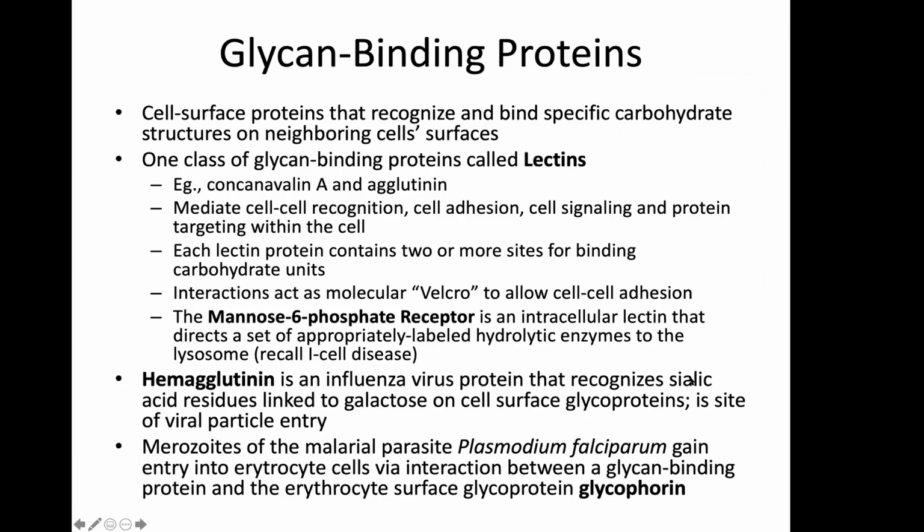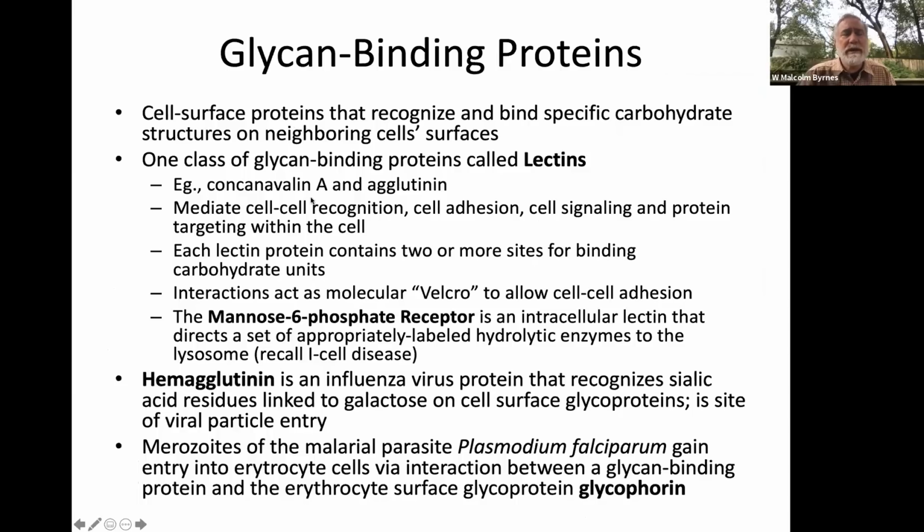And then finally here, glycan binding proteins. These are cell surface proteins that recognize and bind specific carbohydrate structures on neighboring cell surfaces. Okay. One class of glycan binding proteins is known as lectins. Examples include concanavalin A and agglutinin. Glycan binding proteins, lectins in particular, mediate cell-cell recognition, cell adhesion, cell signaling, and protein targeting within the cell.